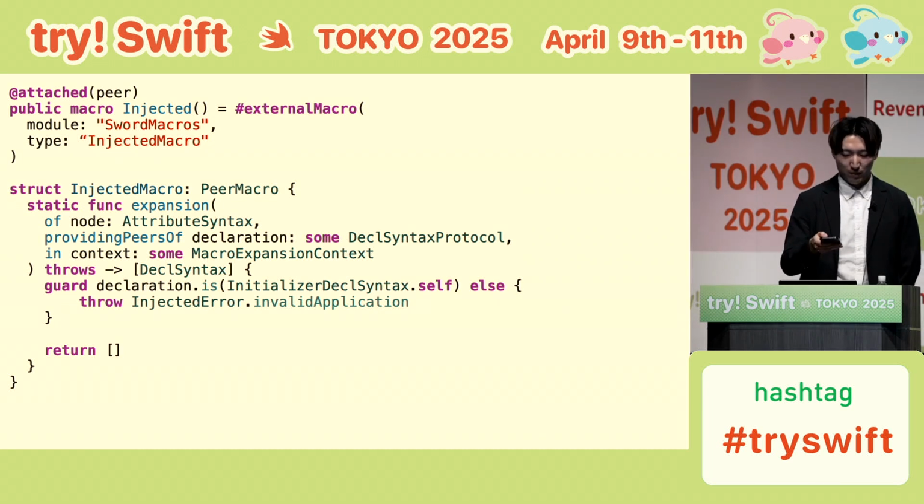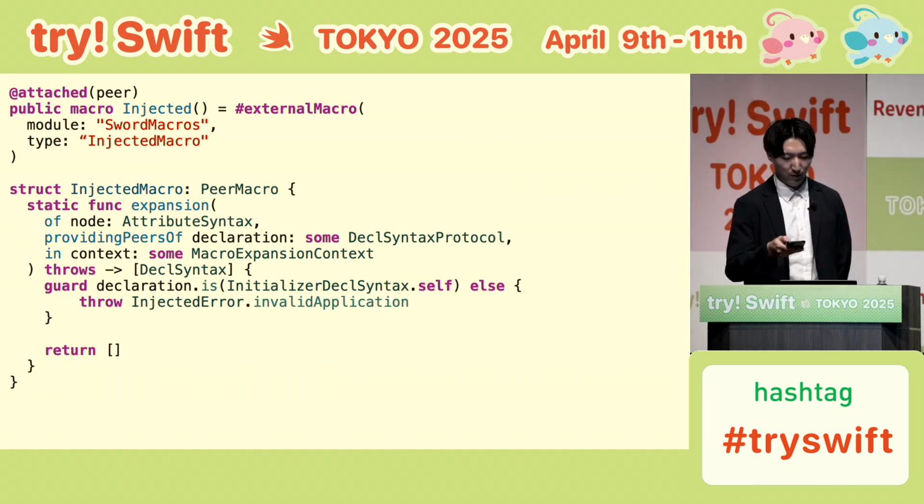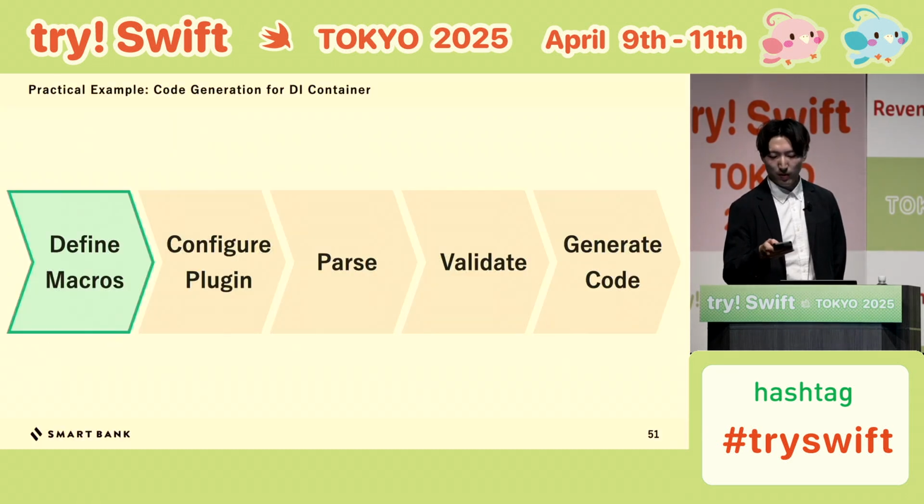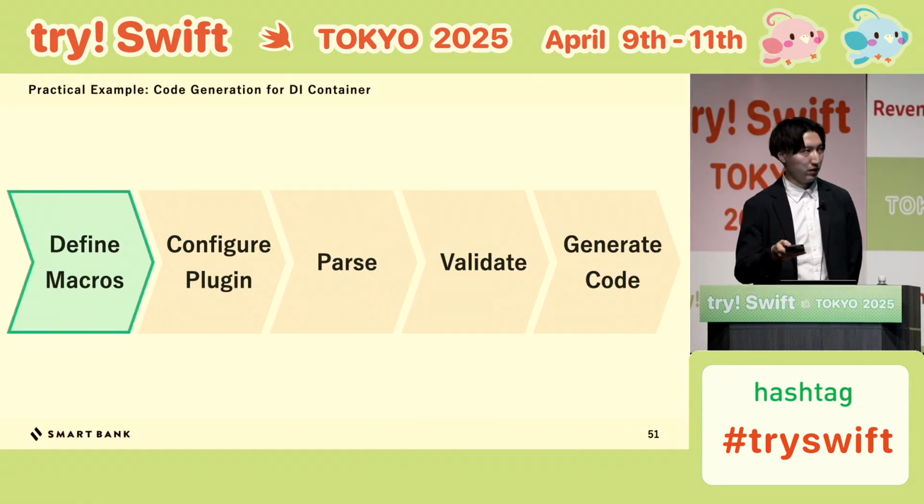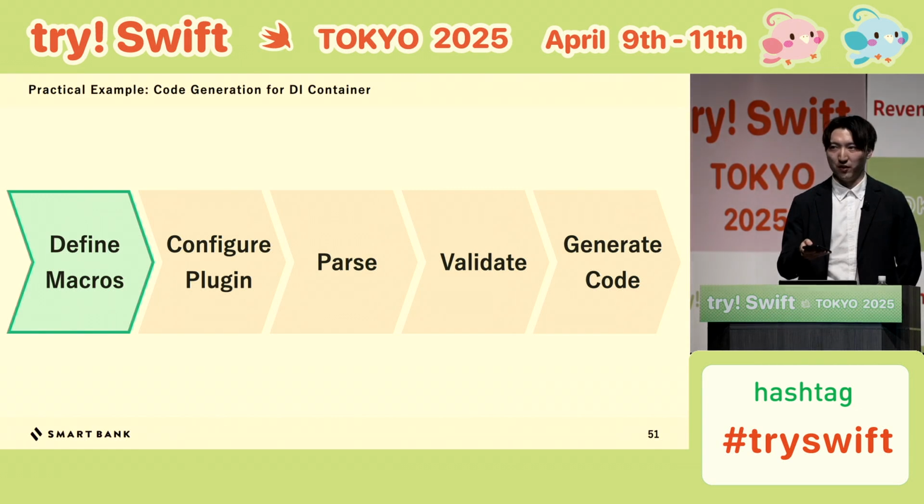For the injected macro, we follow the same approach as the dependency macro, showing an error if it's attached to anything other than an initializer. That concludes our first step, define macros.